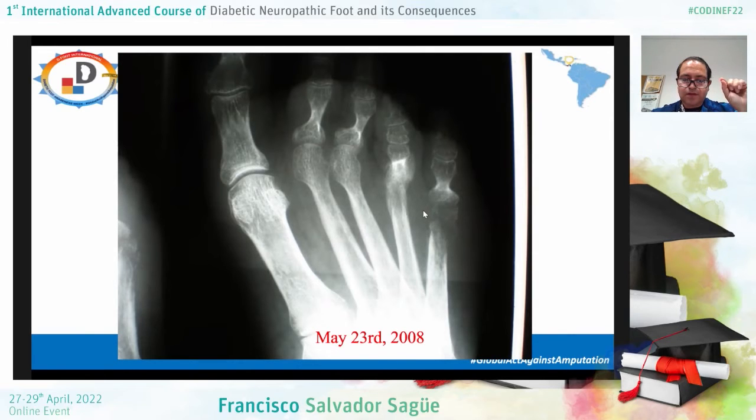We must change the concept that osteomyelitis is synonymous with amputation. With adequate treatment, we can cure more than 80% of cases.